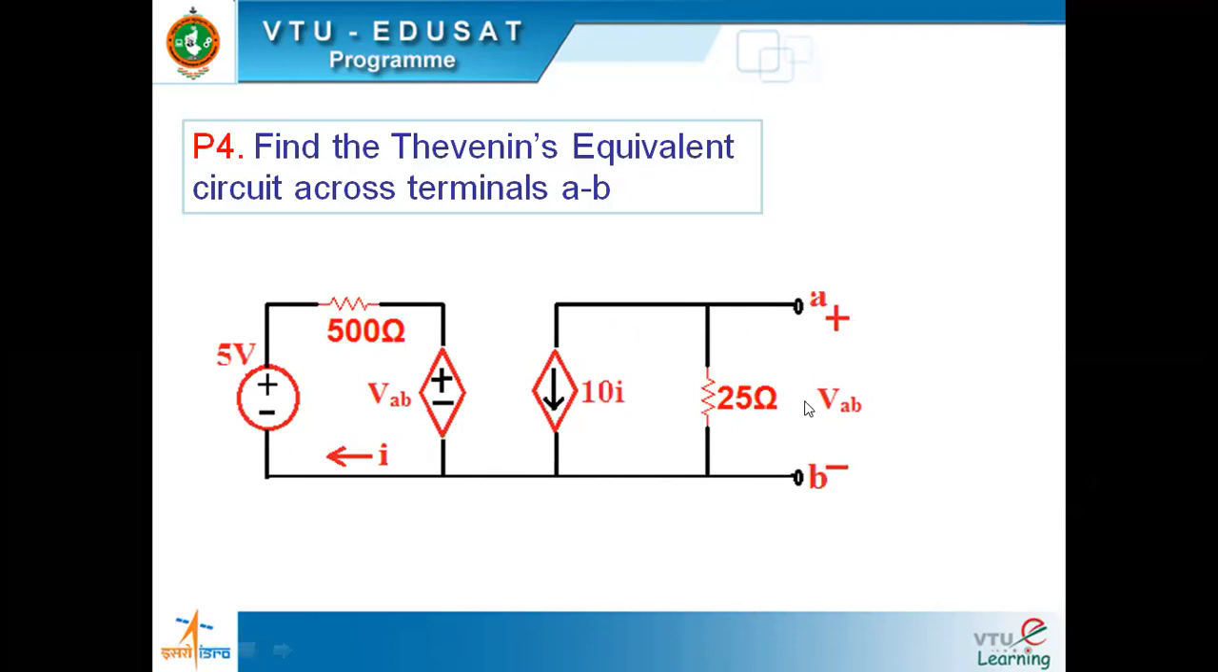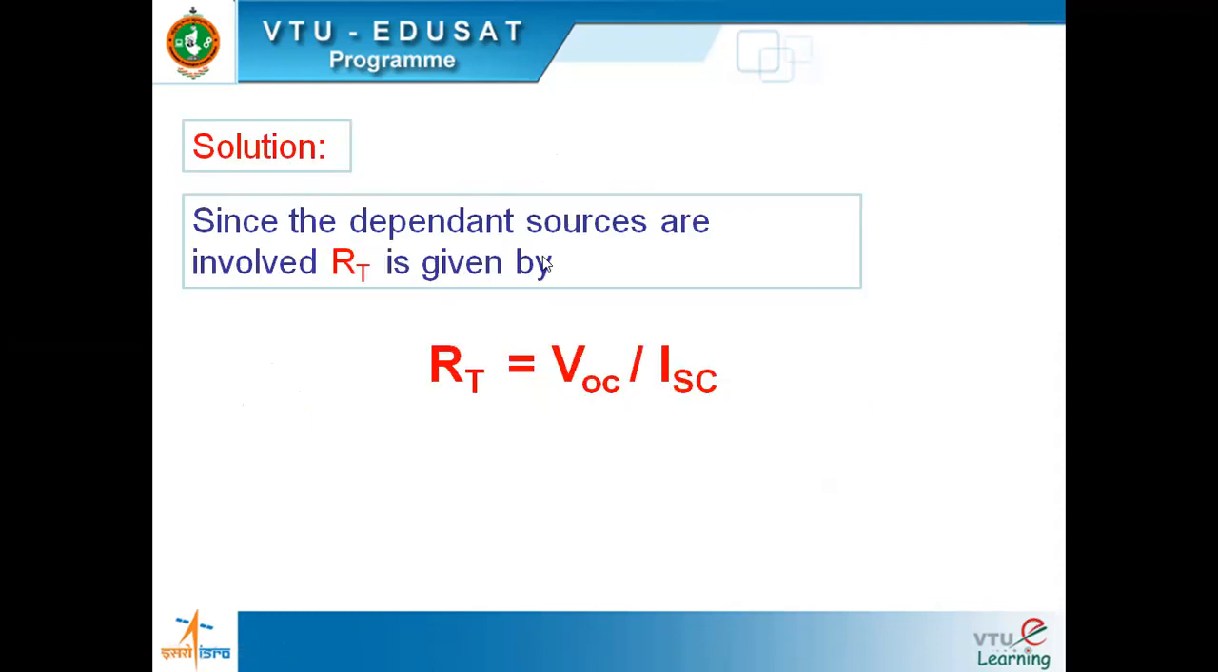Everybody understand that point? Let's not get confused. We have to find out the Thevenin's equivalent network, mind you. So what do we do? Since the dependent sources are involved, RT has to be found out as VOC by ISC. Everybody understand that point? Second case where the dependent sources are involved: we have to find out VOC by ISC to find out RT.